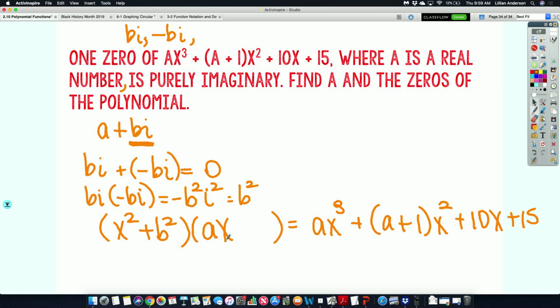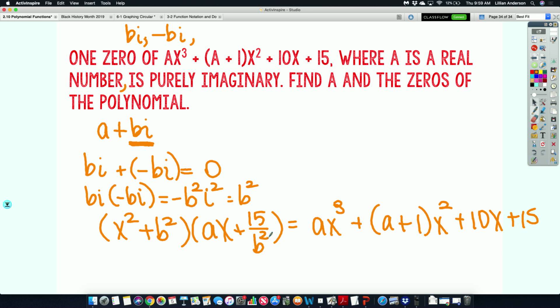Don't overthink it. What can I multiply b squared by to get a 15? I said 15 over b squared. And that's exactly what it is. Think about it. b squared times 15 over b squared, the b squares cancel out. You got your 15.